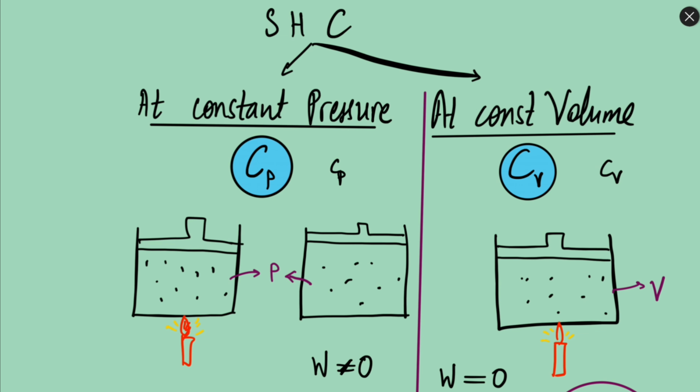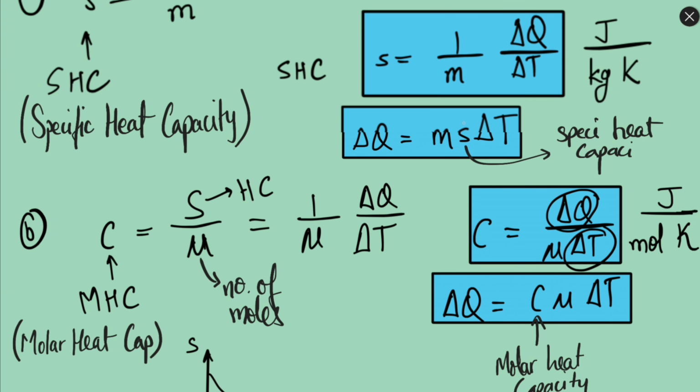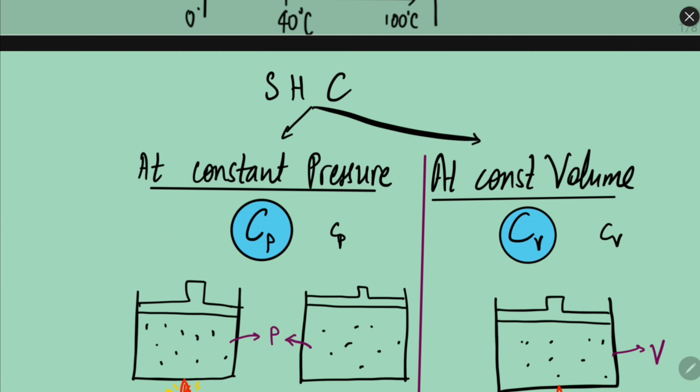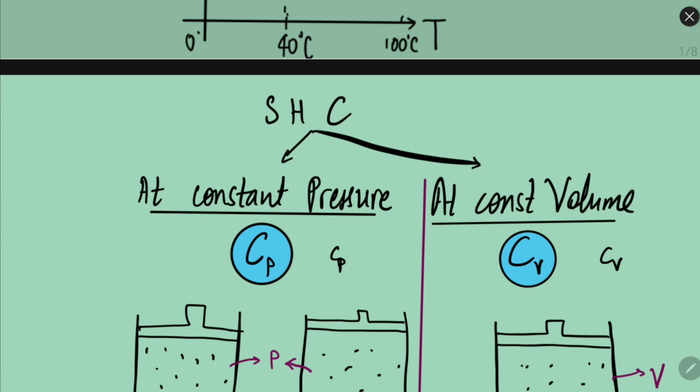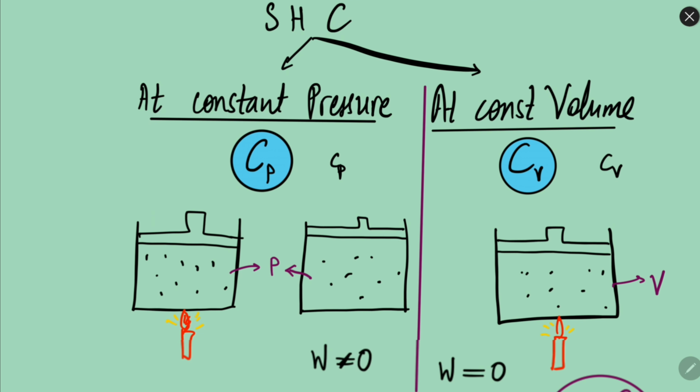It can be of two types. Now remember, we will be using C for both, although we are using S here, but we will be using C for specific heat capacity also. You can do one thing: for specific heat capacity you can use capital C, and for molar heat capacity you can use small c. So the specific heat capacity can be at constant pressure, it can be at constant volume.